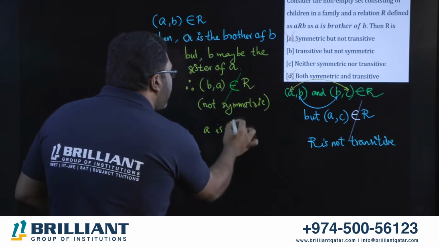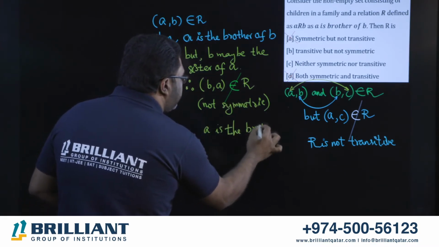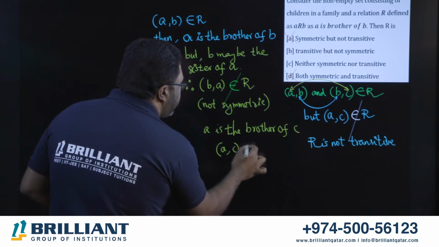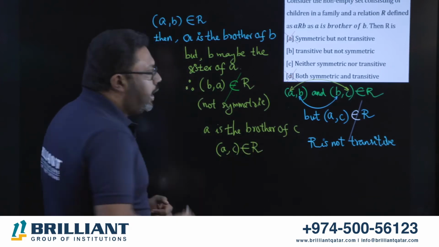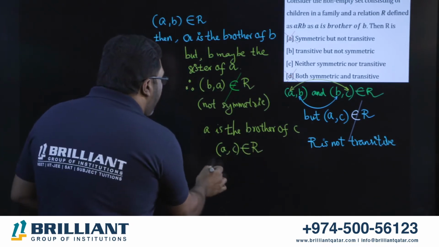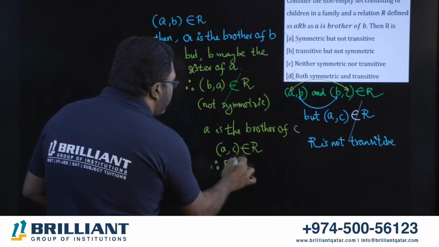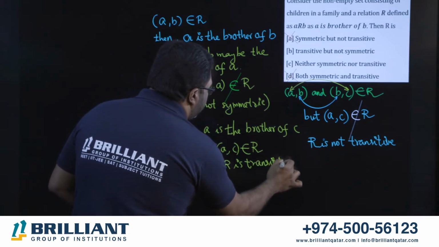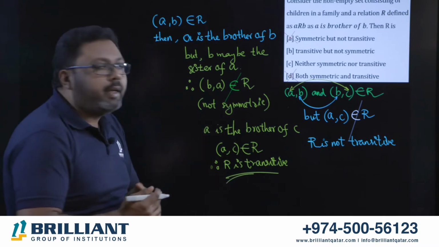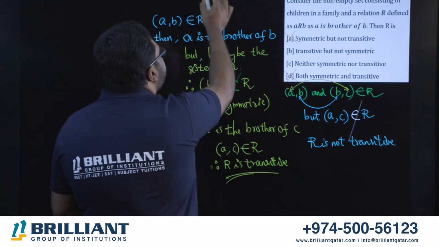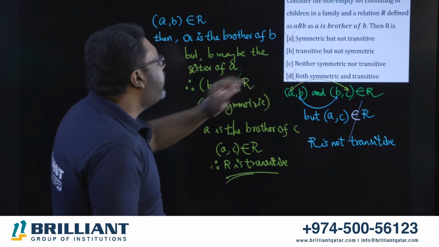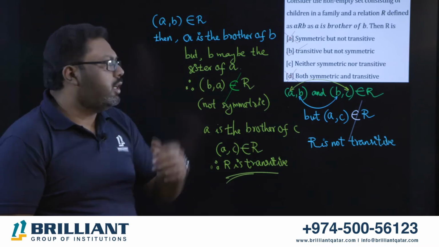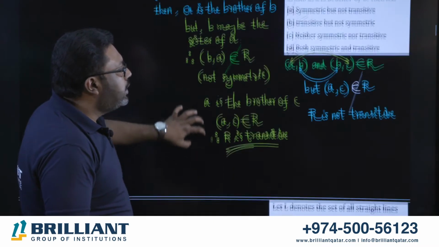Yes, A is the brother of C. So I can say AC belongs to the relation R. Therefore, R is transitive. So R is not symmetric, but R is transitive. Look at the options here. B, transitive but not symmetric. Correct option: transitive but not symmetric. Very easy question. Okay, now let's go for the next question, my dear students.